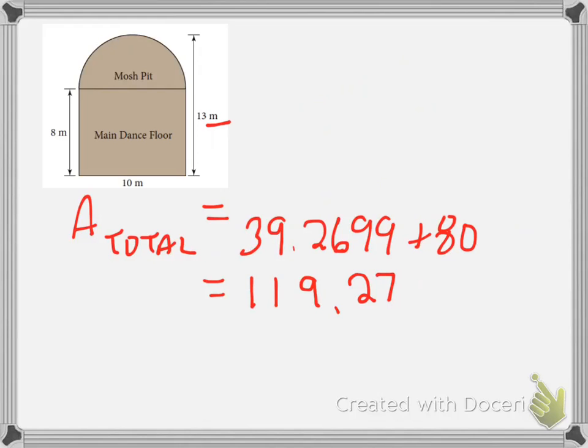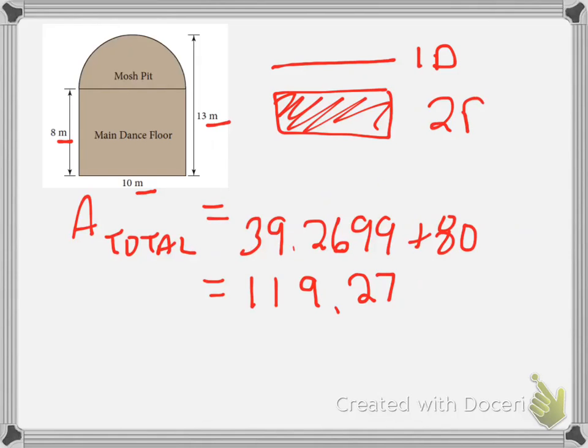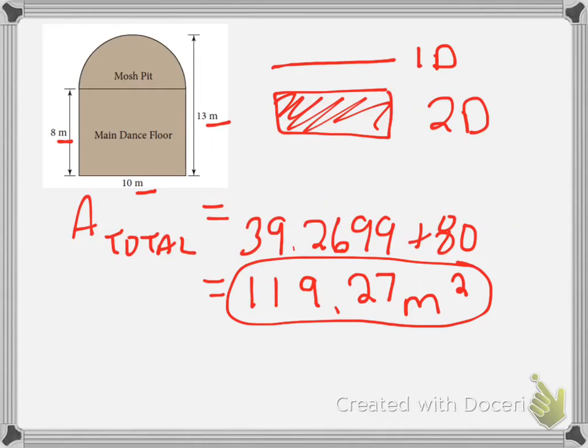If these length units were meters, length distance is 1-dimensional, and area is 2-dimensional, so our units are going to be meters squared. And you should write your sentence. Therefore, the area of this dance floor is 119.27 meters squared.